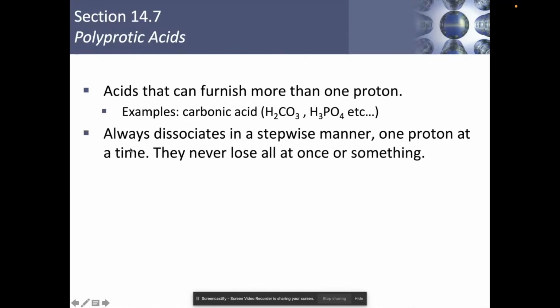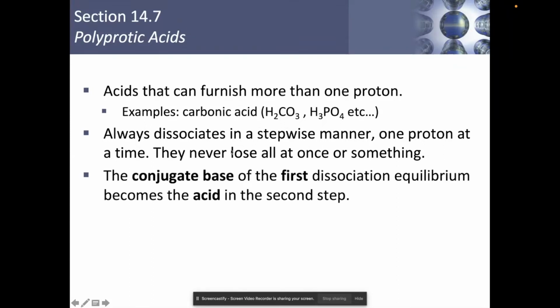The nice thing about a polyprotic acid is that it always dissociates in a stepwise manner. You only lose one hydrogen at a time. You don't lose both at once, or in this case, all three at once. Okay, so that's always nice to know. And keep in mind that the conjugate base that you form from that very first dissociation equilibrium step becomes the acid in your next step. So in reality, if you have two protons to donate, there are two acid-base reactions happening, one right after the other. Or if you're a triprotic acid like this, you would have three steps to your equilibrium here.